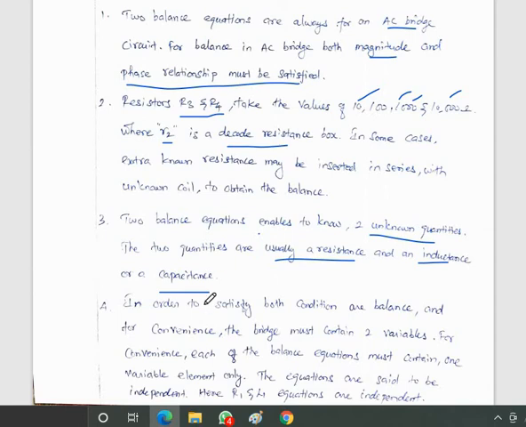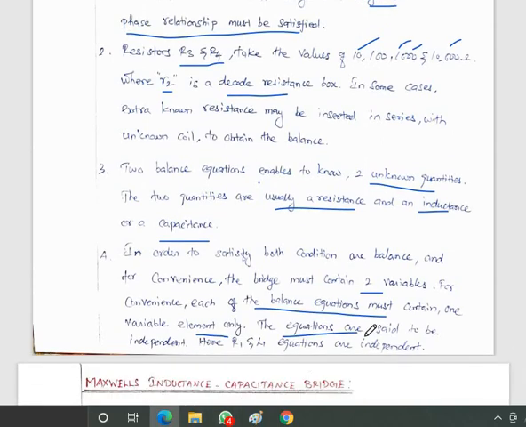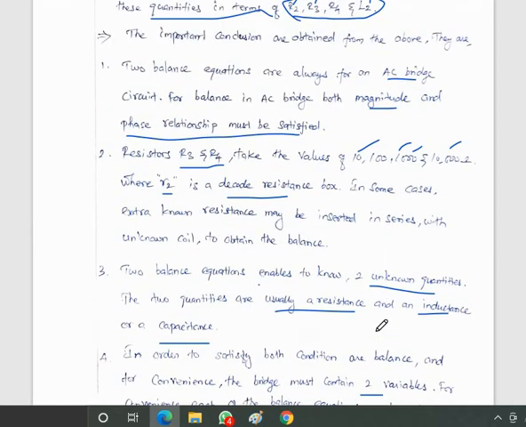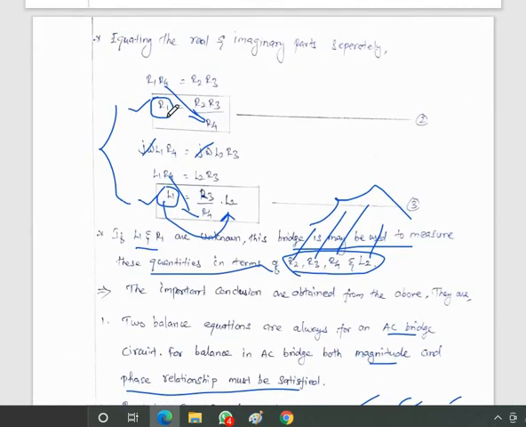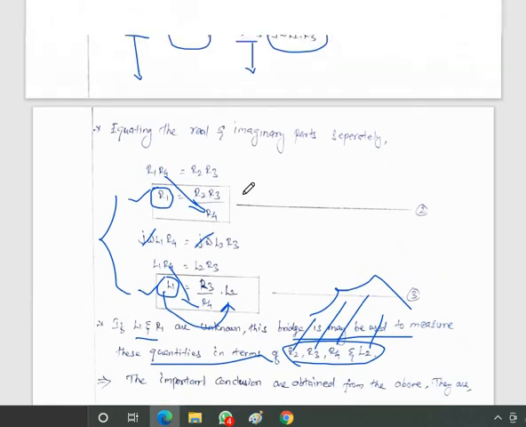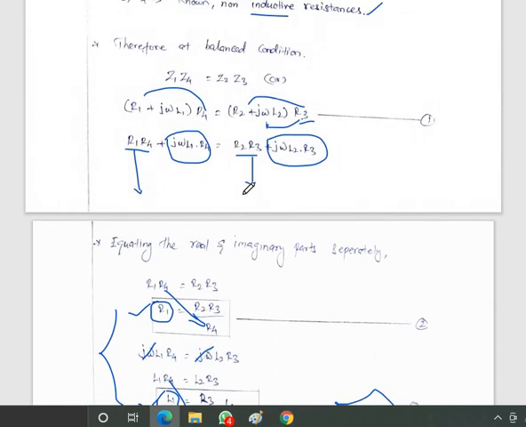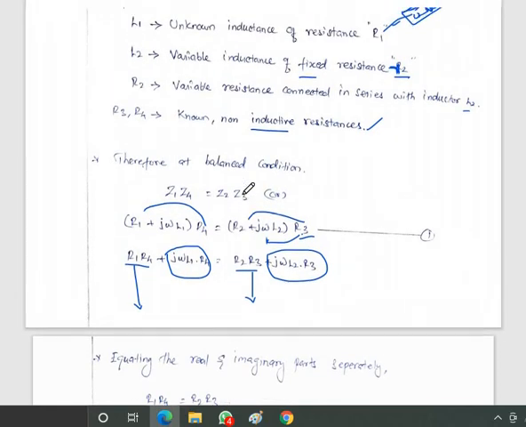And in order to satisfy the balance condition, and for convenience, the bridge must contain two variables, and each of the balance equations must contain one variable element only. The equations are then said to be independent, and the R1 and L1 equations are independent, because R1 and L1 are independent of the remaining parameters. Here R1 is independent of R2, R3, R4, and L1 is independent of R3, R4, L2. So the two quantities to be measured are independent of the other known parameters. This is how to find the unknown resistance value and inductance value.